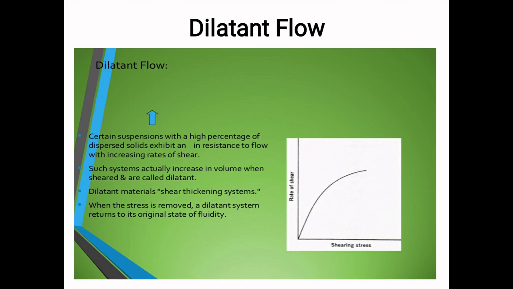When the stress is removed, a dilatant system returns to its original state of fluidity. But when stress is applied and then removed, what happens? The dilatant system returns to its original state. So this is mainly the dilatant flow. You can also see the diagram, rate of shear against shearing stress. So this is about the dilatant flow.